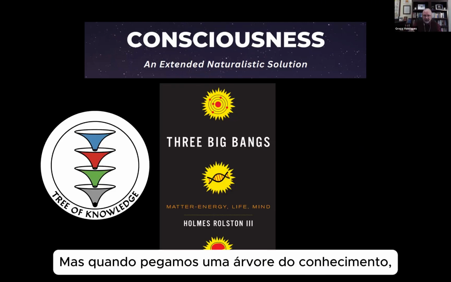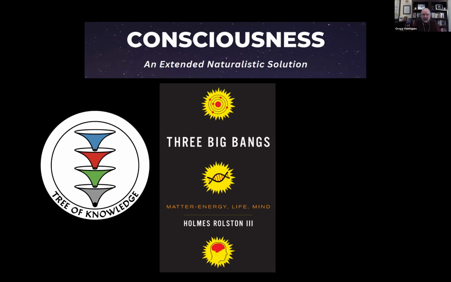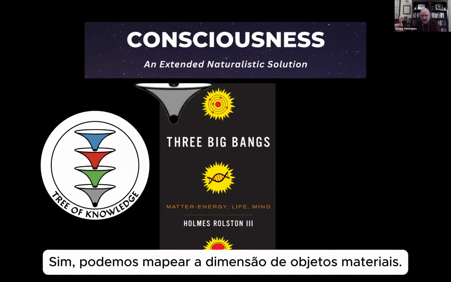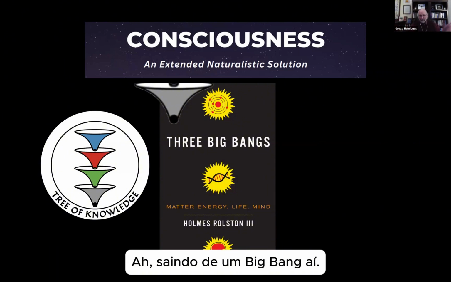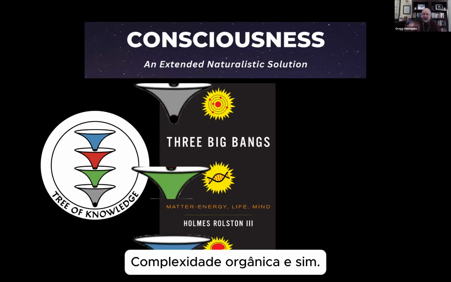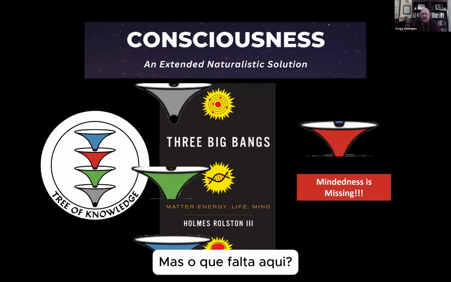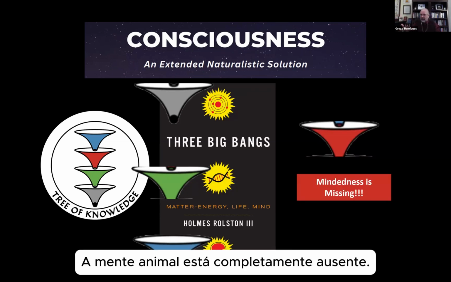But when we take a tree of knowledge extended ontology, we see this is actually just not right. Yes, we can map the matter object dimension coming off of a Big Bang. And yes, we can see the evolution of life and living organismic complexity. And yes, we can see the culture person plane of existence. But what's missing here? The animal mind plane is completely missing.